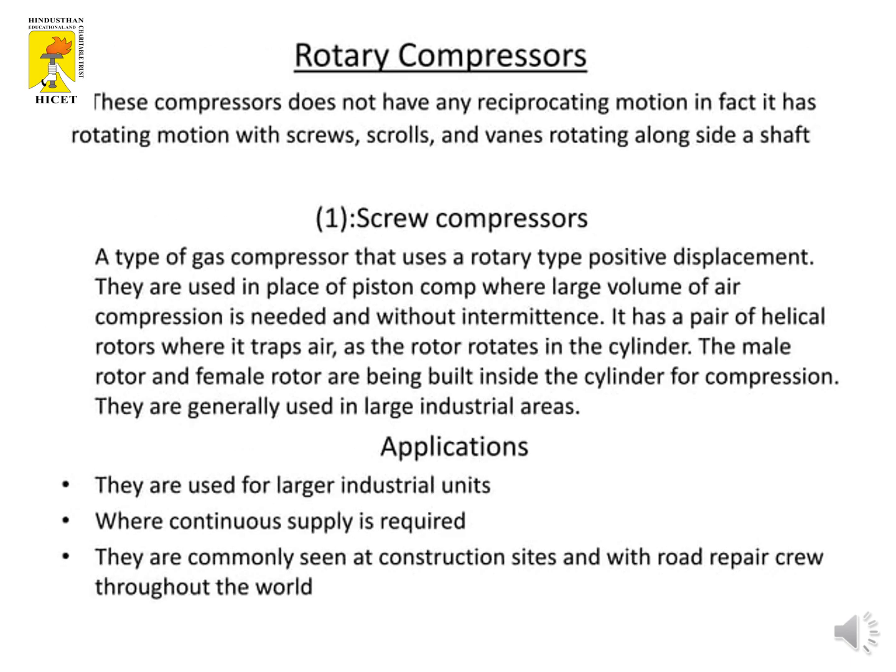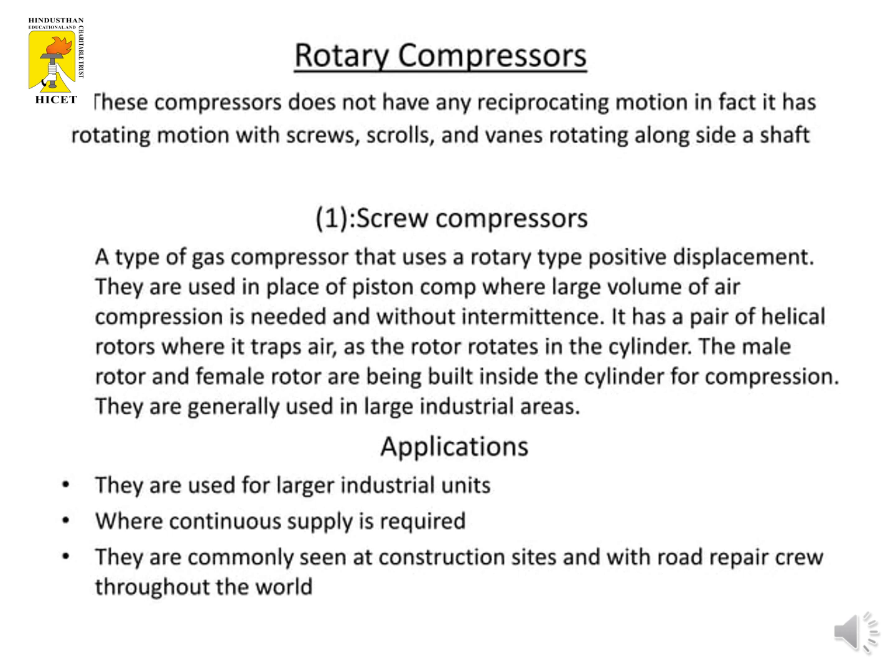Next are rotary compressors. These compressors do not have any reciprocating motion. In fact, they have rotating motion with screws, scrolls, and vanes rotating alongside a shaft. First one is the screw compressor. It is a type of gas or fluid compressor that uses a rotary type positive displacement. They are used in place of piston compressors where a large volume of air compression is needed without intermittence.